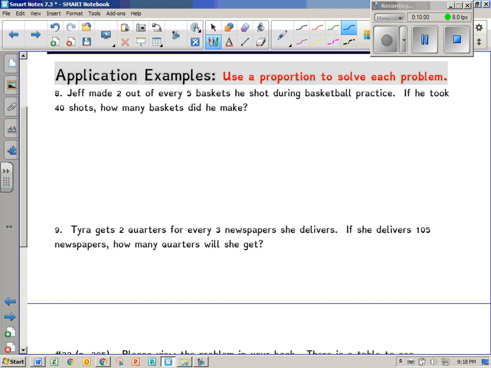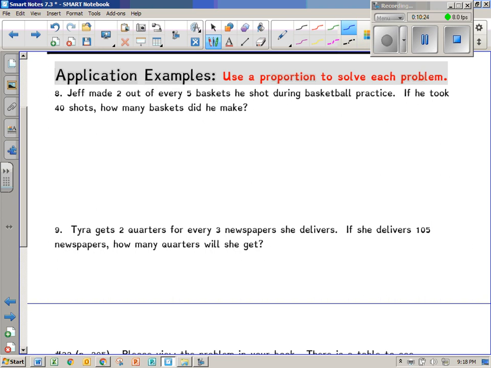But when it says use a proportion, and I want you to use proportions when I put that on your assignment, don't fall back on other problem solving techniques, because remember, we're trying to move forward, we're trying to learn something new, not just trying to repeat things that we already know, unless they're really efficient. Proportions are super efficient, so let's use them.